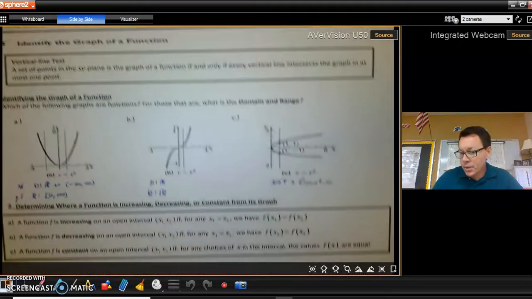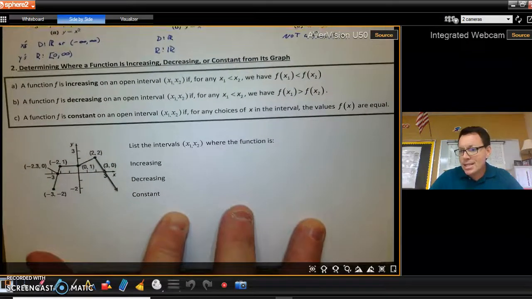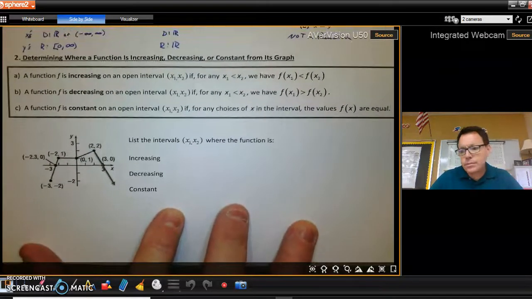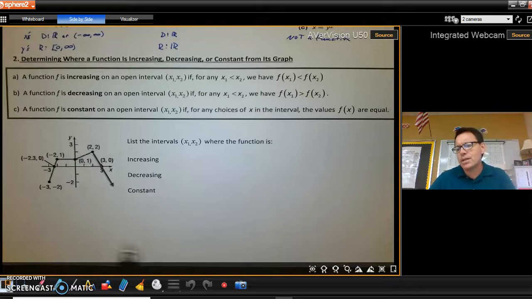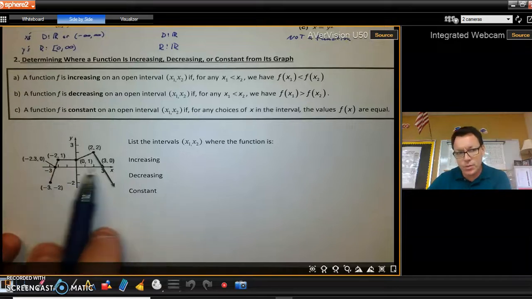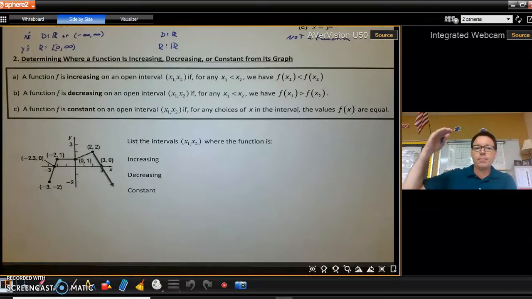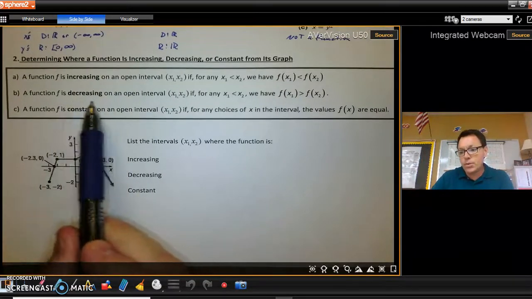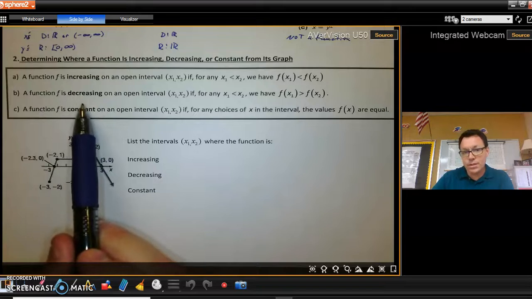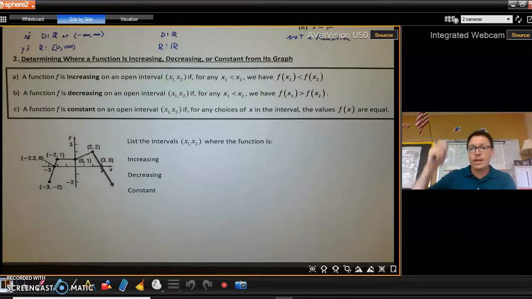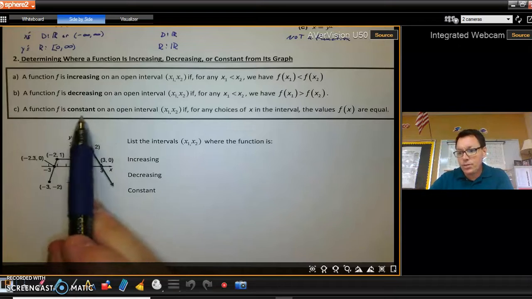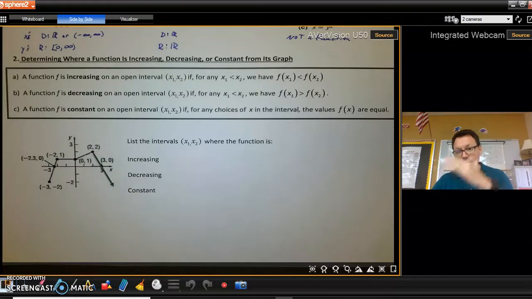Now, next thing we're going to talk about, this is going to be pretty intuitive, and it's just the fact that you can have parts of a function where the graph is increasing. So as you move from left to right, your function values are going up. You could have intervals of the graph where the graph is decreasing. So again, as you're moving from left to right, the function values are dropping on you. And then you can have parts of your graph where it's constant. Okay, it's just a flat line.